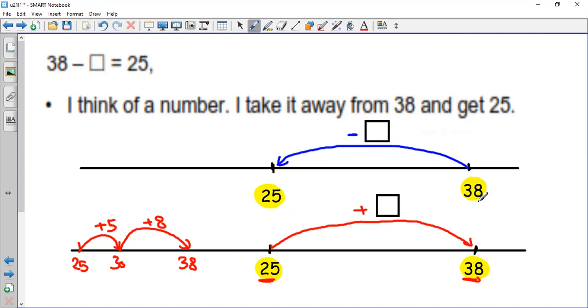So if I am at 38 and I went back 13 steps, I will land on 25. So the missing number here is 13. And you can check your answer by subtracting 13 from 38. You will get 25.